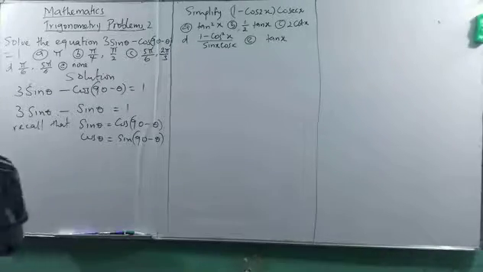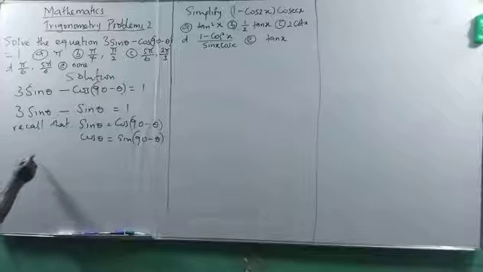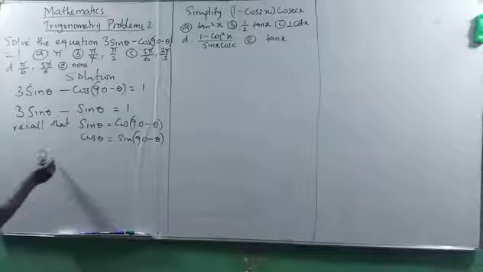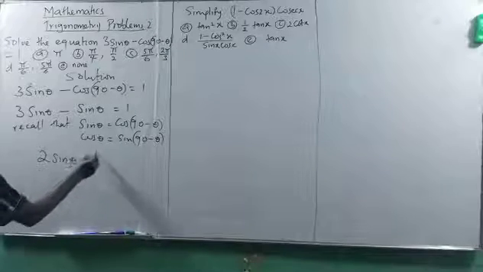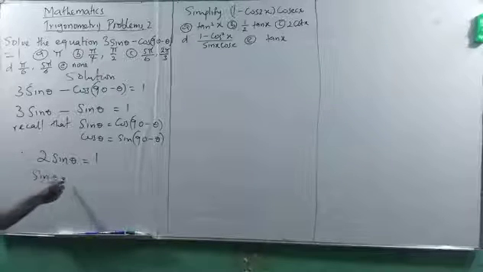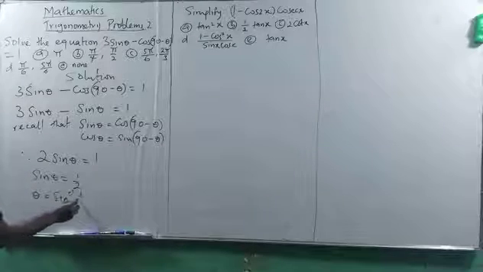Now, since that is the case, instead of 3 sine theta minus sine theta, I will be having 2 sine theta equals 1, because they are the same thing. 2 sine theta equals 1. Hope I'm not making any mistake. No. Now, since that is the case, I can say that sine theta equals 1 over 2, and theta will be sine inverse of 1 over 2.